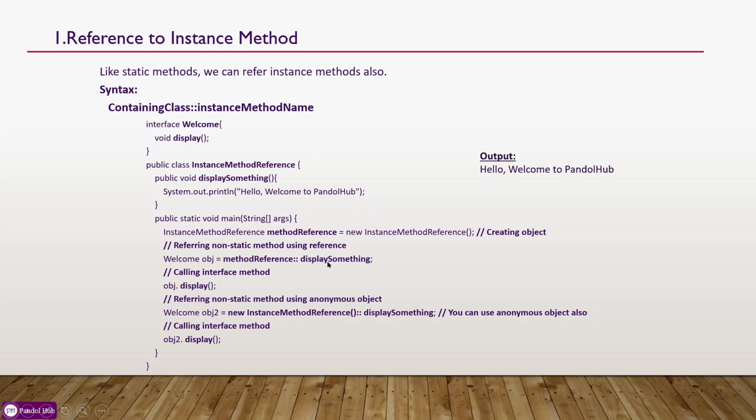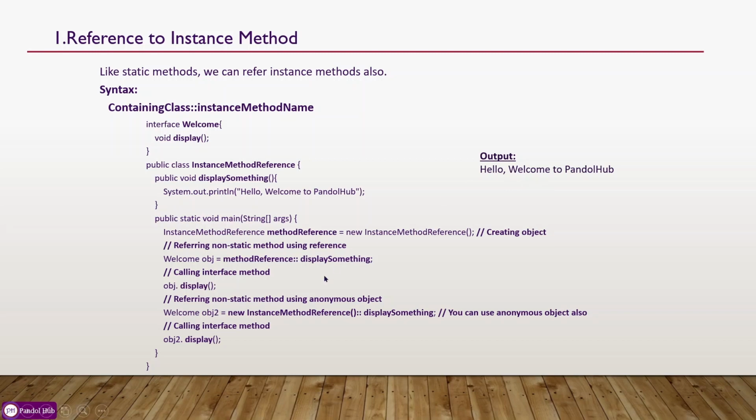So this method is being called using the object of this class, which is being assigned to the abstract method of this functional interface. So when we call object.display, object represents the functional interface object, and this object is going to point to the display something method of this class, and display something is going to print this message for us, where it gets printed in the output.